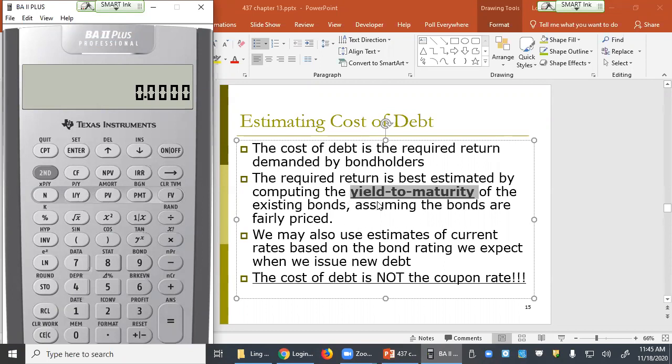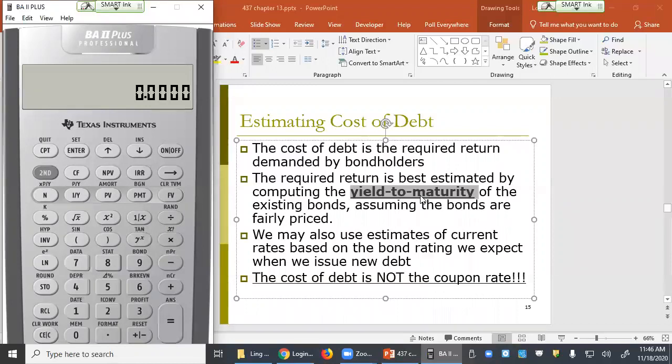Okay, so we need to know that your cost of debt is not your coupon rate. Remember that we reviewed in chapter 8 that the coupon rate is typically fixed for the life of the bond. Typically when the bonds are issued, we will first figure out the yield to maturity, the required rate of return that our bondholders demand right now, and we'll set a coupon rate equal to that yield to maturity at the time of issuance. However, after the bonds have been issued, the coupon rate will remain fixed for the life of the bond, while on the other hand, yield to maturity is variable.